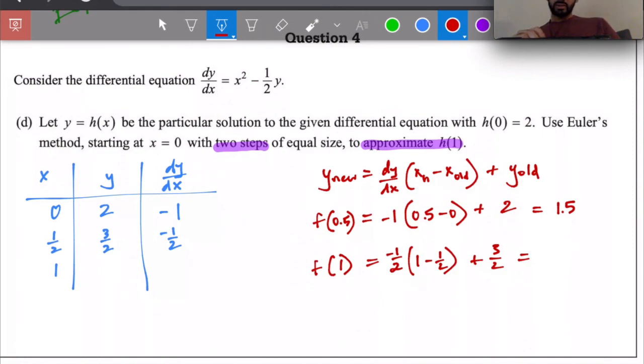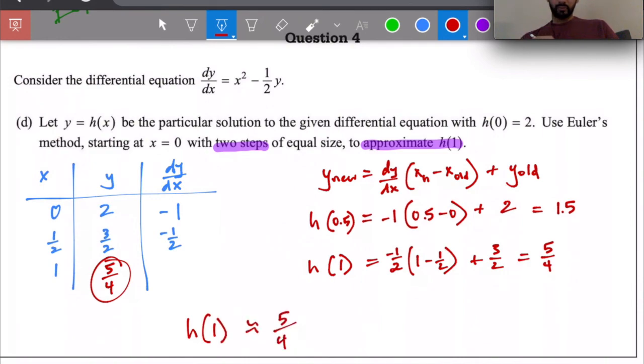Let's go ahead and simplify this guy. So I have negative 1/2 times 1/2, which is negative 1/4. Negative 1/4 plus 6/4, I'm converting this, gives me a 5/4 here. And that's the guy that I'm looking for. So I'm approximating, and I know I wrote f, I should have written h actually, let me correct that. h of 0.5 and h of 1. So now I know h of 1 is approximately equal to 5/4. There you go, I used Euler's method to figure that out.